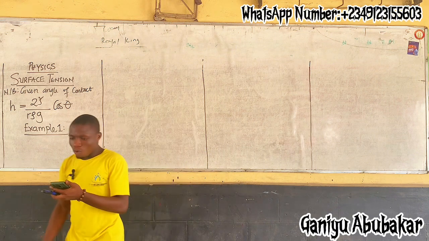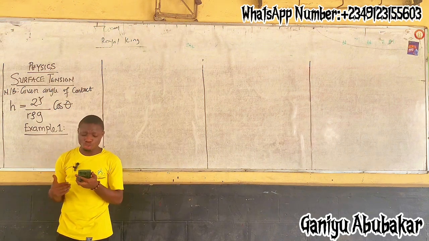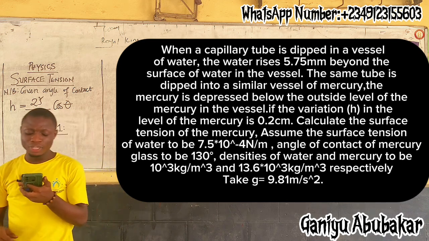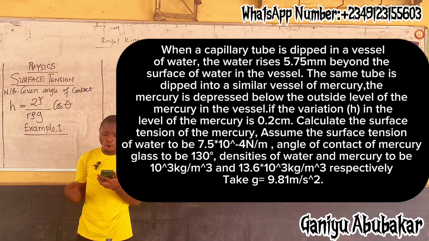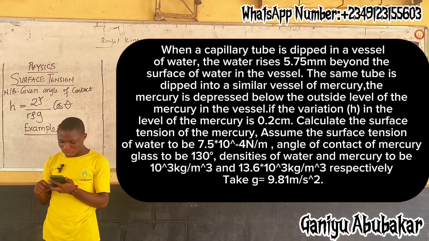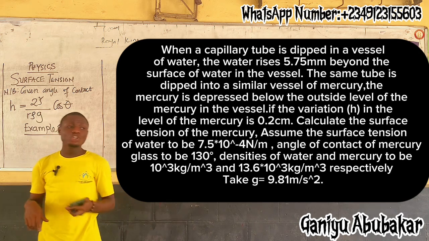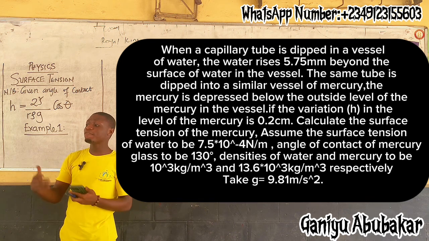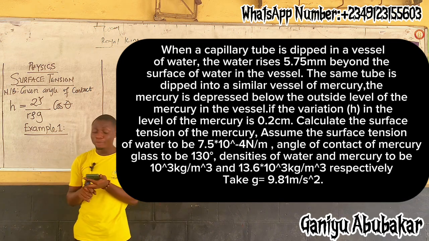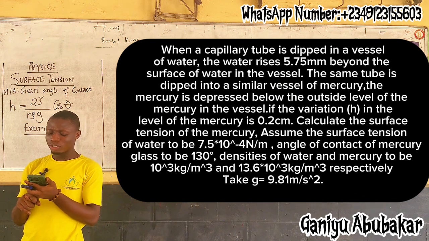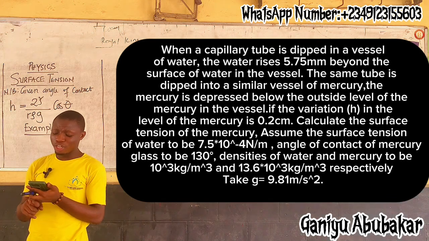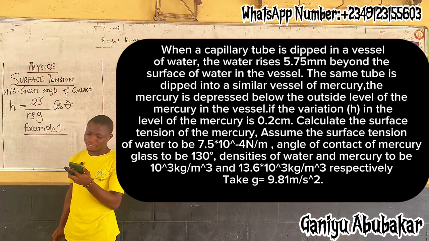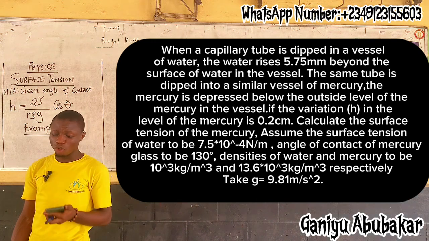Example, please put down. When a capillary tube is depressed in a vessel of water, the water rises 5.75 millimeter beyond the surface of the water in the vessel. Full stop.